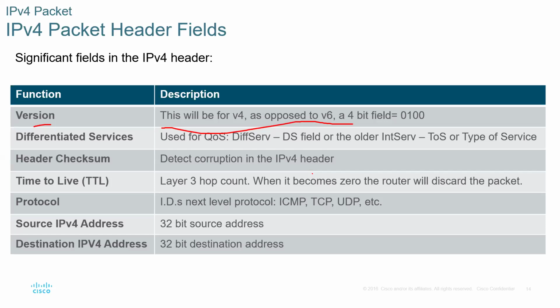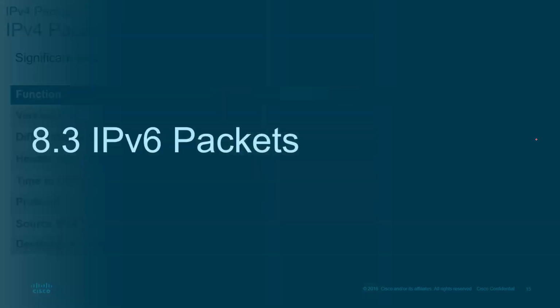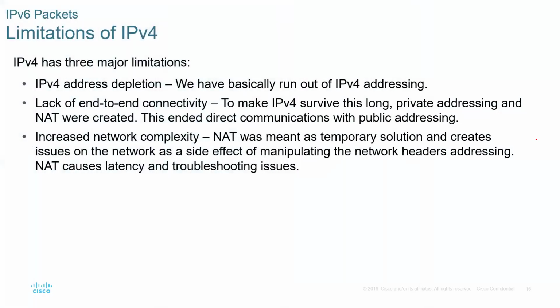The header checksum detects corruption or errors, and then time to live, and then protocol, source, and destination IP addresses. These are very, very important information that are found in the IP version 4 header. Now, let's compare it with the IP version 6 header.